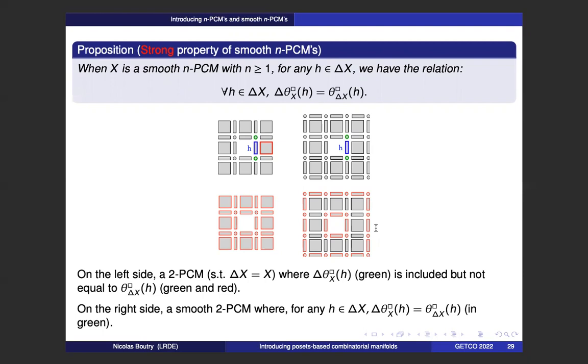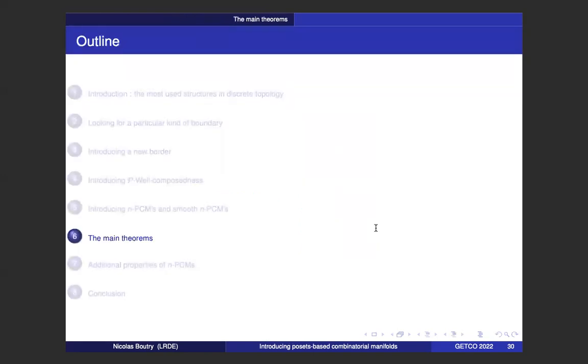And I will not detail because it's not very interesting, but the strong property of the smooth PCMs is that the border of the neighborhood is equal this time to the neighborhood of the border. The neighborhood in the border. So this property is equal in smooth PCMs. So not the main theorems, because the aim at the beginning was to do some tool which is useful to try.